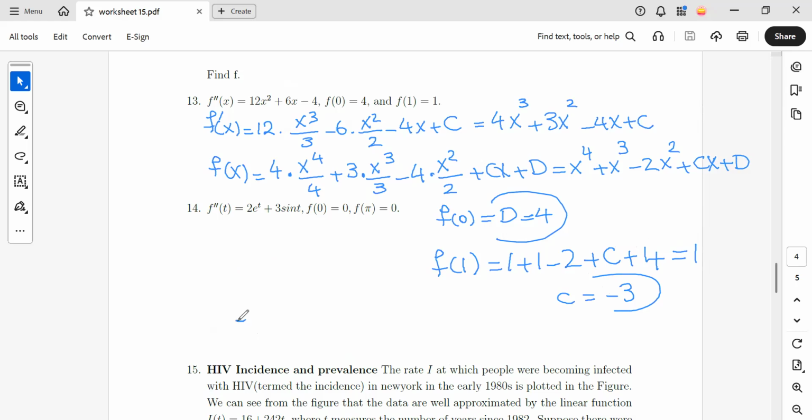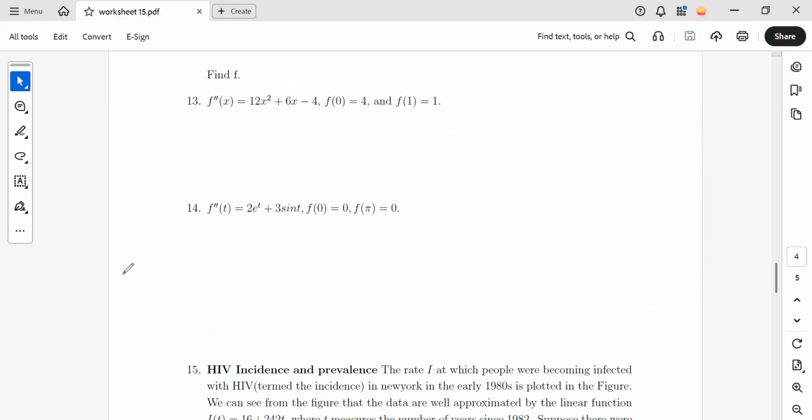So back to the original function that we got here, f of x would be x to the fourth plus x cubed minus 2x squared plus, not plus, minus 3x plus 4 as the f of x. Okay, number 14 is kind of the same with different functions. So first we would take derivative. I'm sorry, we would find antiderivative.